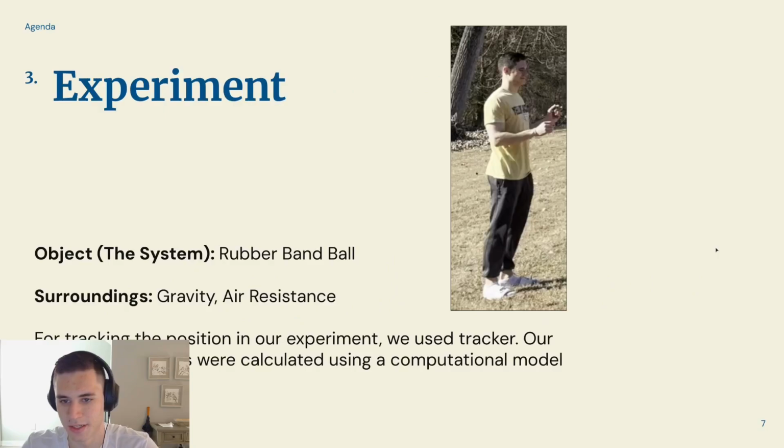So in the experiment, I had a rubber band ball that I threw in a projectile fashion, and the surroundings were the earth, so gravity and air resistance. For tracking the position, we used Tracker, and all of our computational models for our predictions were in GlowScript.